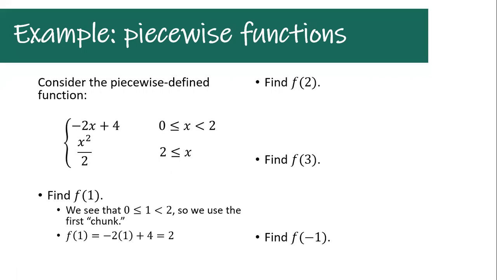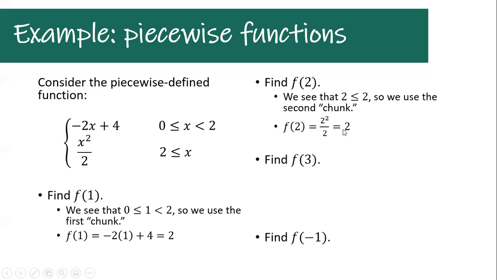Now let's find f of 2. We have to be careful here because 2 is in both of these chunks, but remember that this strictly less than 2 doesn't include 2. It's all the way up to 2, so 1.99999, but not 2. And this next one is 2 is less than or equal to x, so 2 is included thanks to this equal to. So it's this chunk that we'll be working with. We plug 2 into this, so 2 squared over 2, and we get the value of 2. So f of 2 is simply 2.